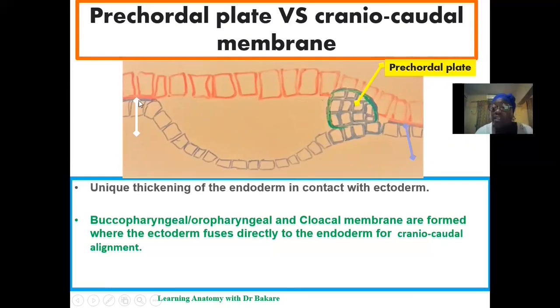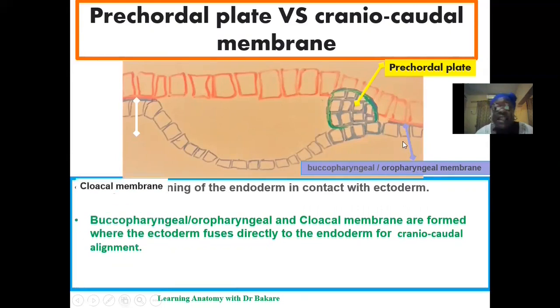This cloacal membrane also is the primitive anus, which means that it will further develop to become the anus. At this region, we have the buccopharyngeal membrane or the oropharyngeal membrane located anterior to the precaudal plate. Then at the caudal region, we have the creation of the cloacal membrane.